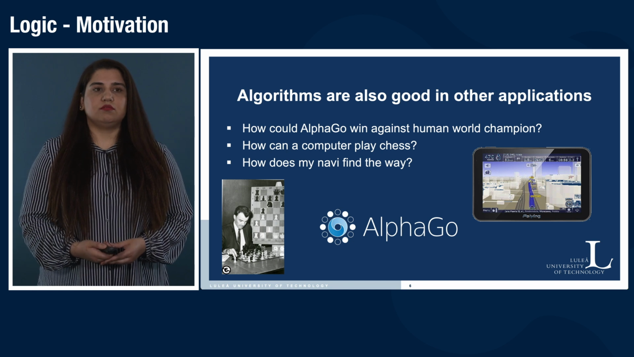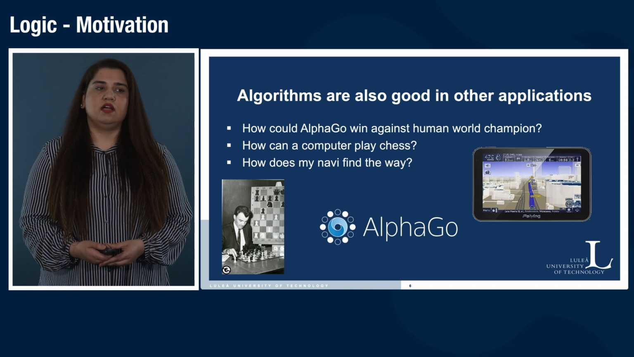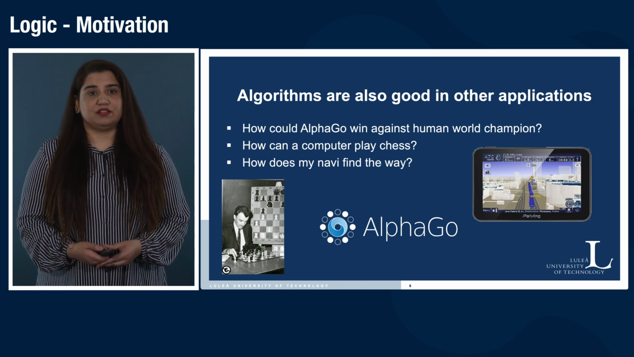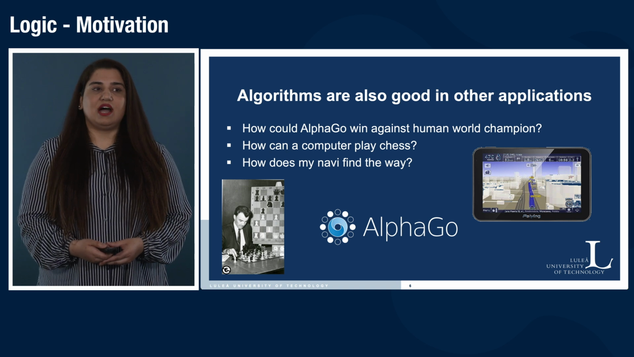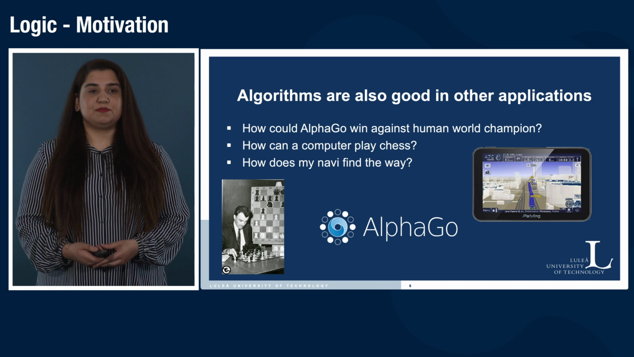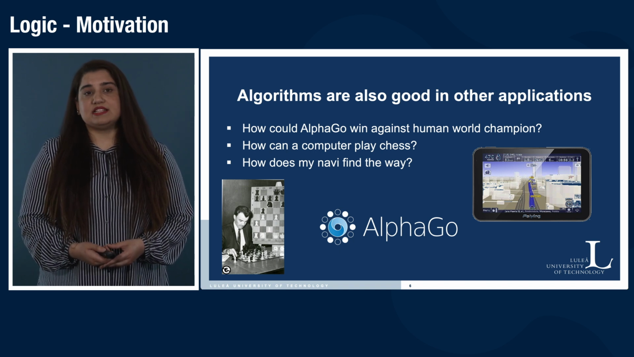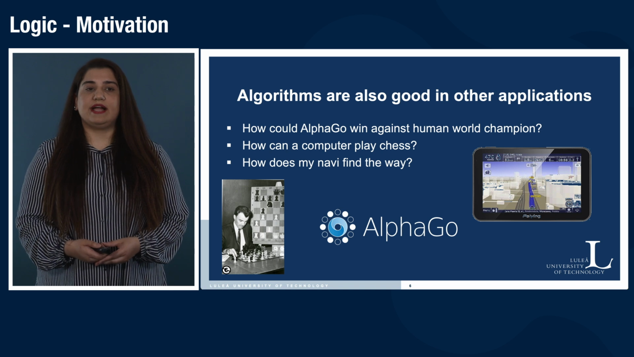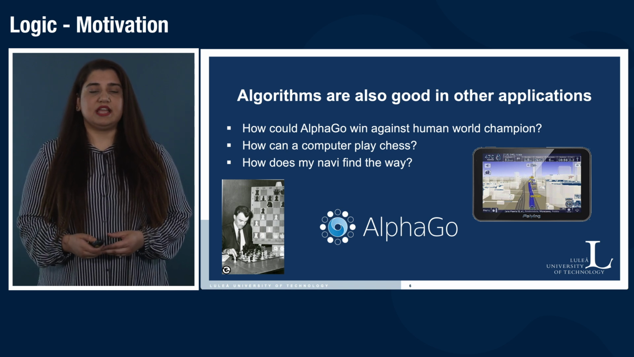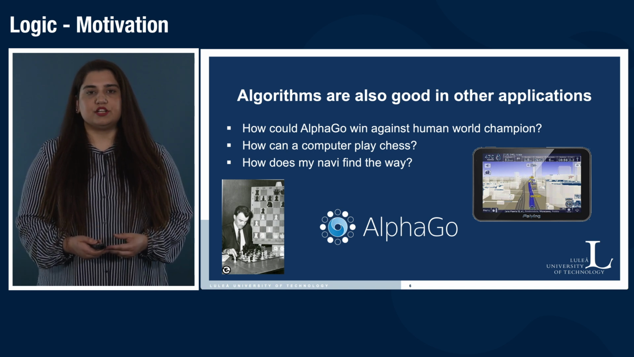First of all, we have different applications around us. For example, let's take some games. How can AlphaGo win against a human world champion and beat them? How can a computer play chess against a human being and beat the person? And we also see how a Pac-Man finds a path while the game is going on. These are problems where the computer is devising its own solutions for the problems that it is targeted to solve.